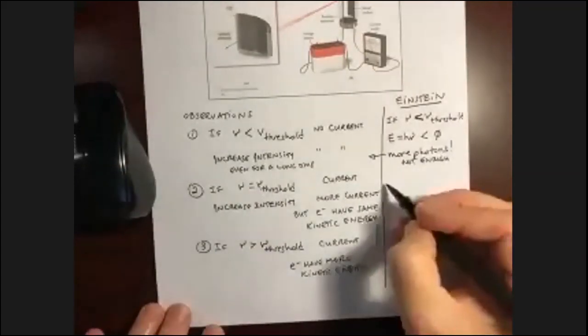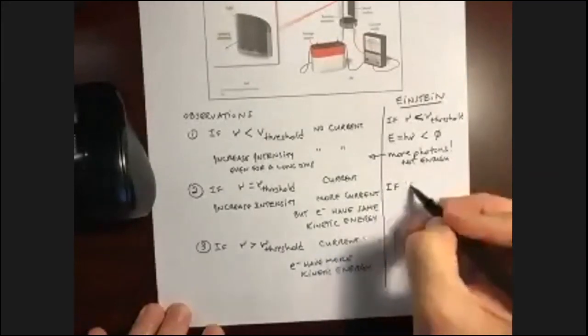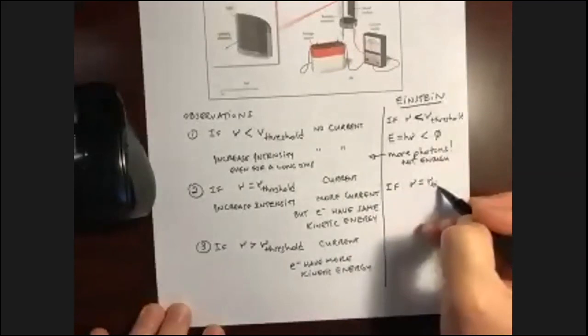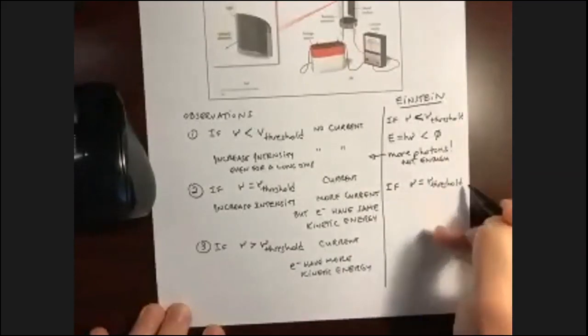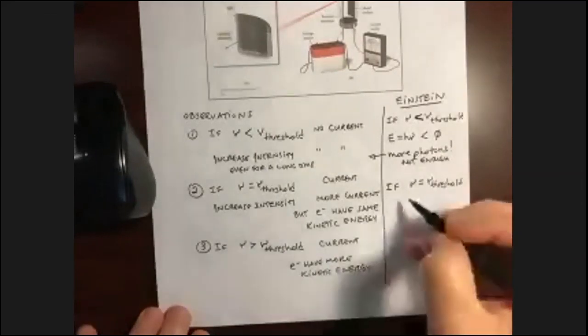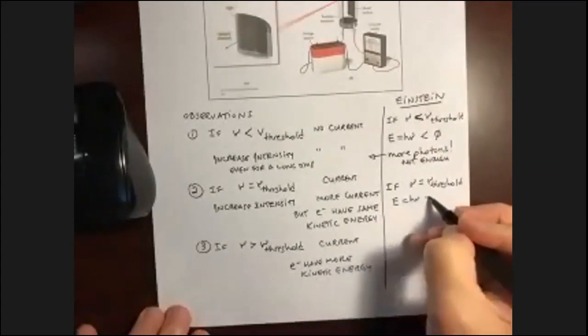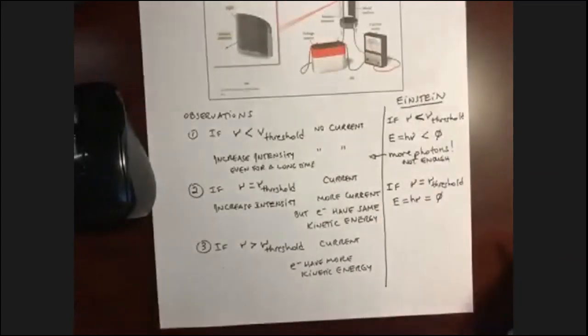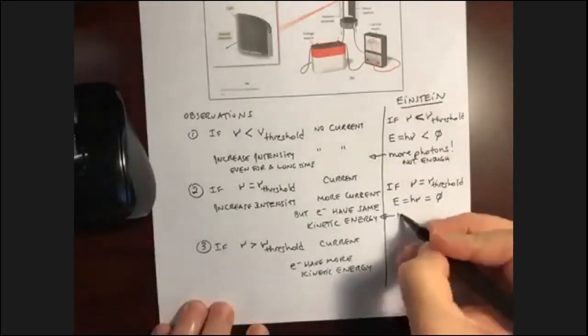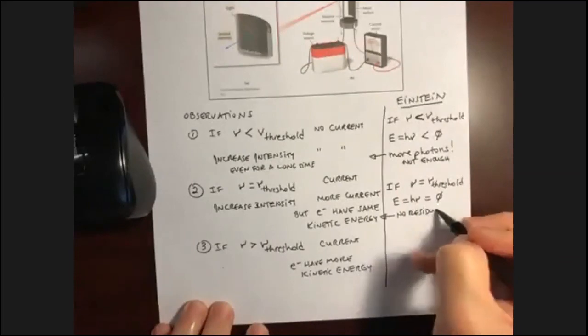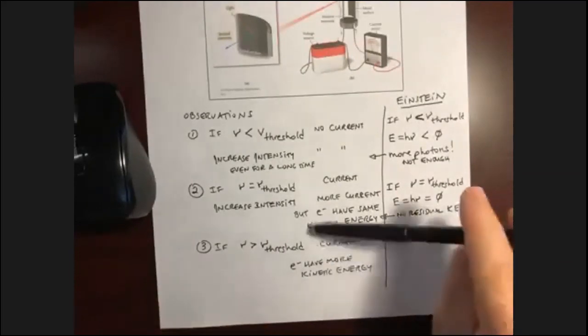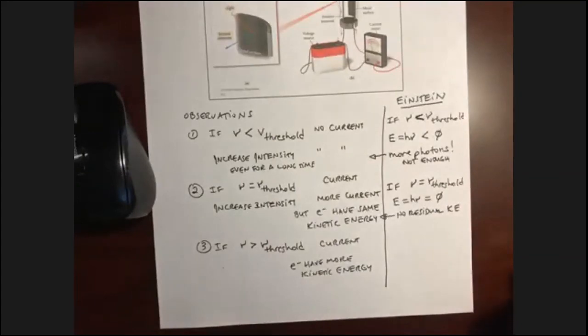Now, let's look at this one here. If the frequency of this light is the same as this threshold, then that means that the energy of this photon is exactly the same as the binding energy. But there is no residual kinetic energy. And so even if you hit the metal with more photons, none of those photons has enough energy to give the electrons a little extra kick so that they will have more kinetic energy.